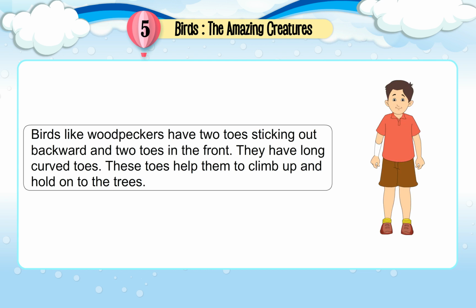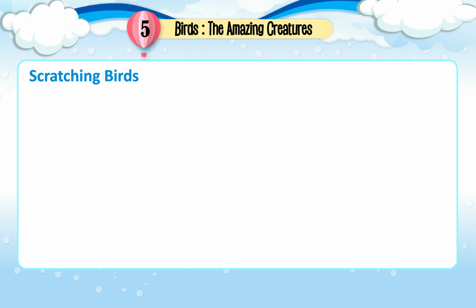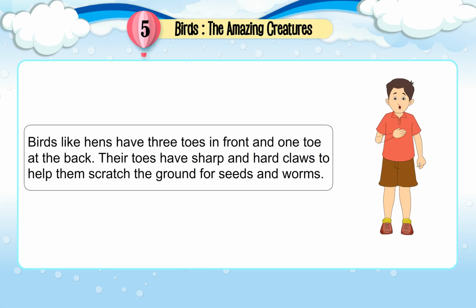Climbing birds. Birds like woodpeckers have 2 toes sticking out backward and 2 toes in the front. They have long curved toes. These toes help them to climb up and hold on to the trees. Scratching birds. Birds like hens have 3 toes in front and 1 toe at the back. Their toes have sharp and hard claws to help them scratch the ground for seeds and worms.